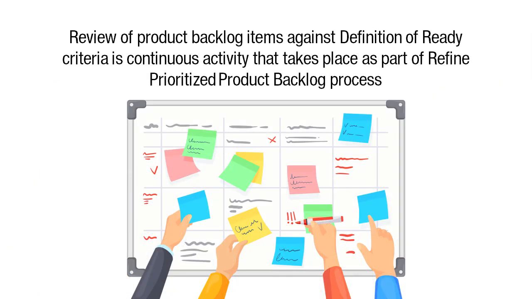Review of product backlog items against the definition of ready criteria is a continuous activity that takes place as part of the refined prioritized product backlog process.